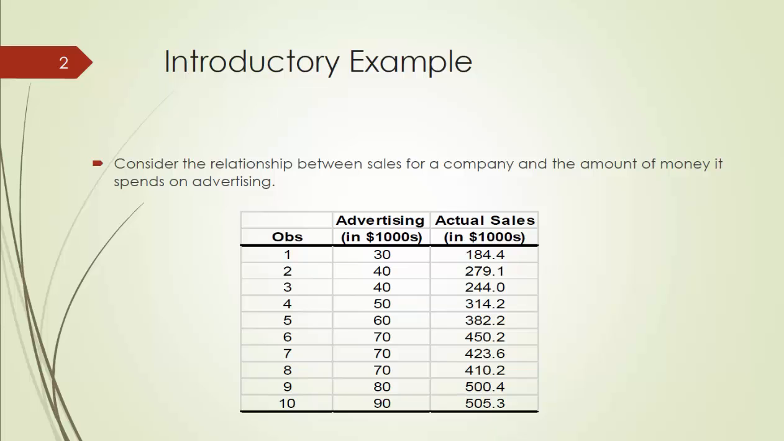Regression analysis is such a tool to analyze the relationship between sales and advertising and help us predict the average level of sales given the level of advertising investment. We start regression analysis with data collection. Suppose we have the following data of 10 observations. The number of observations in regression analysis is called sample size.